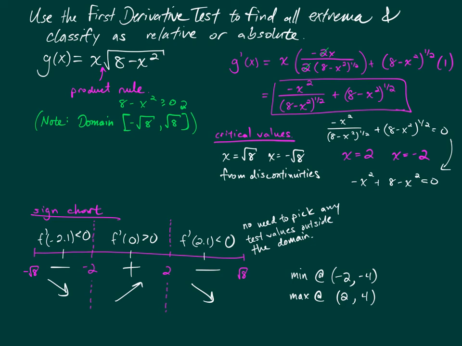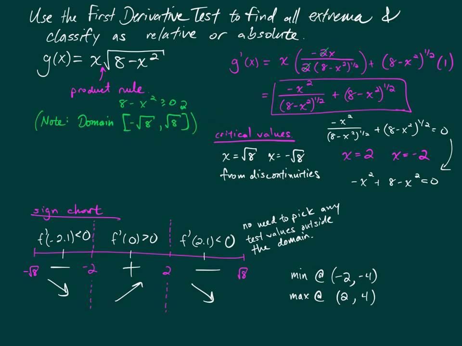The third step is to find that sign chart. And this sign chart starts at negative square root of 8. The next critical value is negative 2, then positive 2, then positive square root of 8. And from here, it is not necessary to pick points outside of the domain. So you'll notice I didn't pick like negative 3 that would have been over here, or positive 3 that would have been over here, because that's not in the domain of the function.